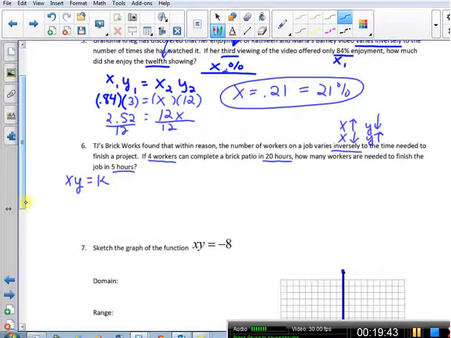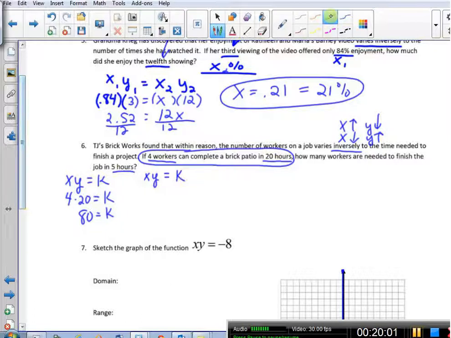So you could say that the first xy scenario is the workers and the hours. So that would be 4 workers times 20 hours equals a constant of 80. And then you can do it again, but now you're going to plug 80 in for k, and you're going to plug in 5 where the hours were plugged in, which would be for y. And we're still looking for x. So 5x equals 80, divided by 5, so x would be 16. And it should make sense.